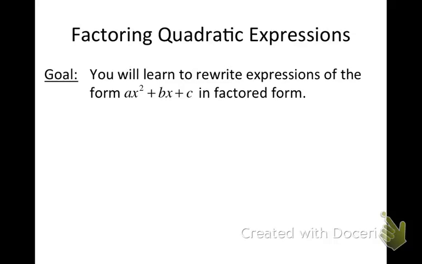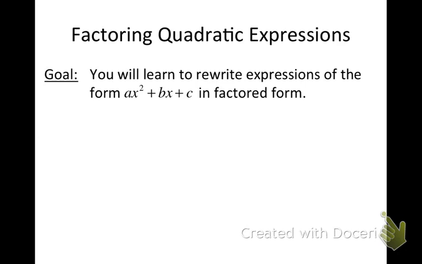Hello. I'm going to continue working on factoring quadratic expressions, and this time we're going to make a slight change to what we've been doing. Instead of factoring trinomials of the form x squared plus bx plus c, we're going to factor trinomials of the form ax squared plus bx plus c, and specifically I'm going to show you how to factor when the quadratic coefficient is not a 1. So what if you have a 2x squared or a negative 5x squared? That's the type of thing I'm going to be teaching you in this video.